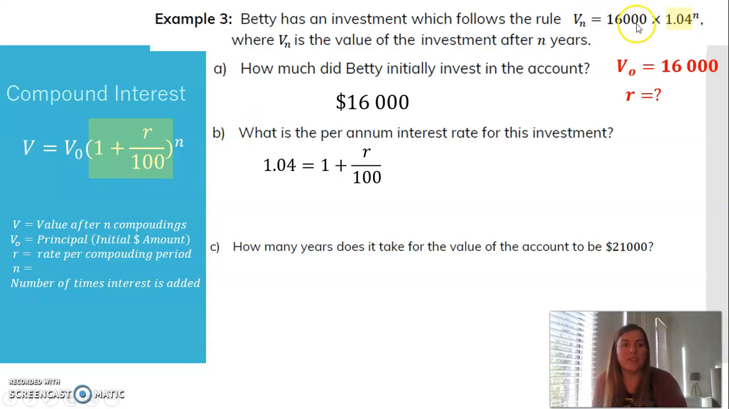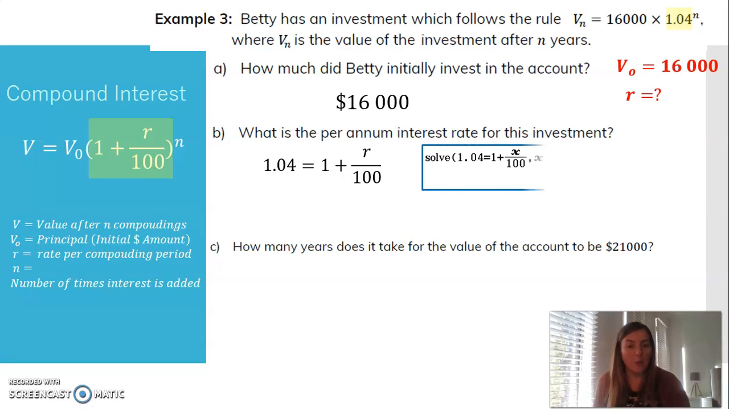Okay, once you solve this, you get what's in this equation here. Now you can see here we've only got one unknown thing, so we'll grab our calculator and we'll put this into solve and we'll find out what our rate is. Once you do that, you should be getting a rate of 4. That's telling me that my annual interest rate is going to be 4% per annum.